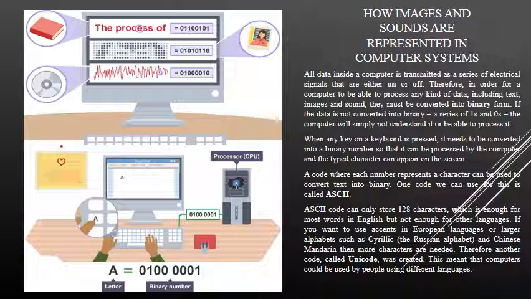The ASCII code can only store 128 characters, which is enough for most words in English, but not enough for other languages. If you want to use accents in European languages or larger alphabets such as Cyrillic, which is the Russian alphabet, and Chinese Mandarin, then more characters are needed. Therefore, another code called Unicode was created. This meant that computers could be used by people using different languages.